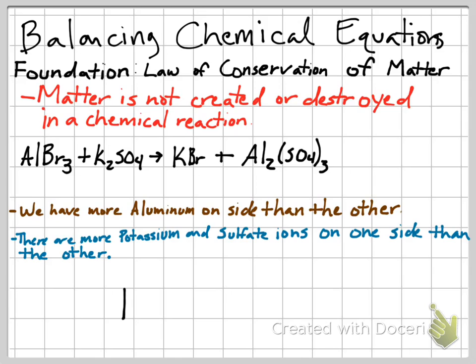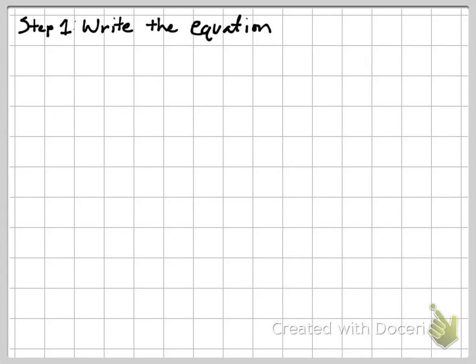Our first problem is, if we look at both sides, we have more aluminum on one side than we have on the other, and we have more potassium and sulfate ions on one side than we have on the other. The question is, how do we fix it? How can we make it work so that this all makes sense? So, let's move on to the next slide.